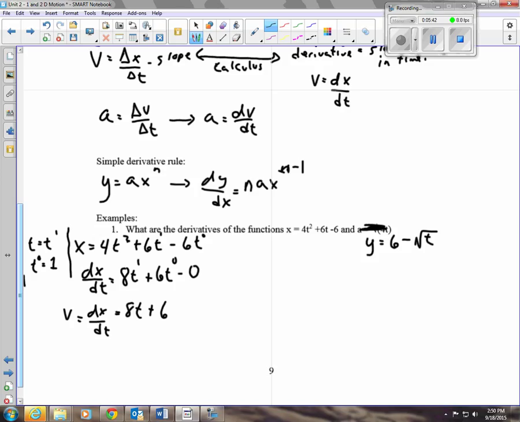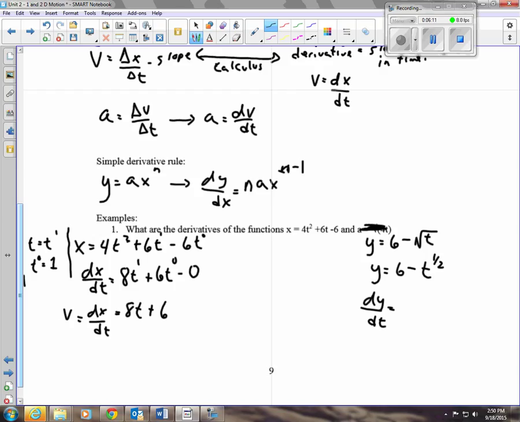Now, for this one, if I want to find dy by dt, first I'm going to rewrite this. This is going to be y is 6 minus square root of t. Whenever I see a square root, I'm going to remember that that's to the 1/2 power, because then I can use my power rule. Dy by dt. When I take the derivative of 6, that's a constant. When I take the derivative of a constant, it goes away. I don't have to worry about it.